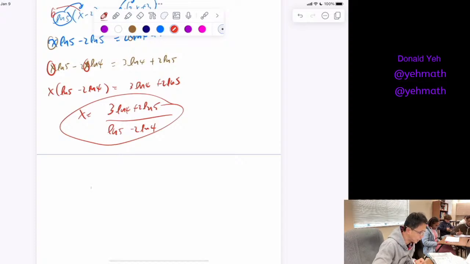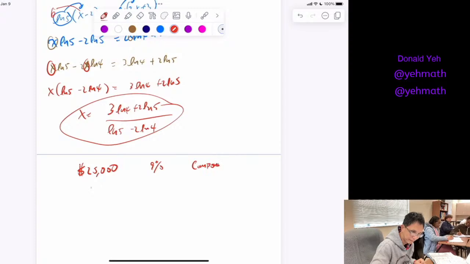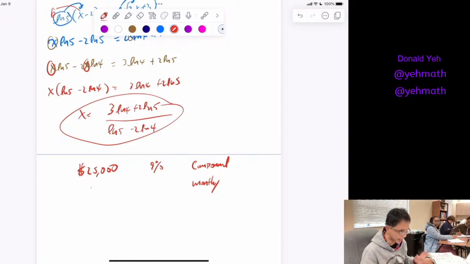Let's talk about this equation again. 9% annual interest compounded. Okay, so if I have $25,000 with a 9% interest, compounded monthly.